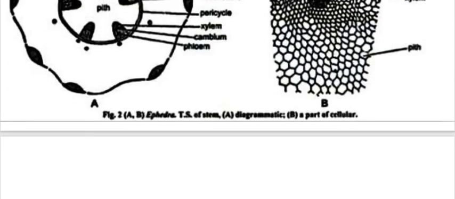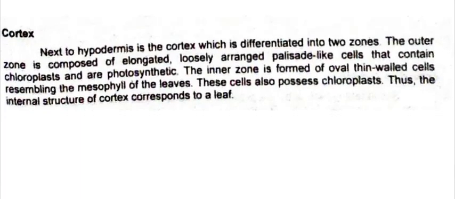Then the third part of the stem is the cortex, which is present below the hypodermis region. The cortex in Ephedra is differentiated into two zones. The outer region is composed of elongated, loosely arranged palisade-like cells, and these cells contain stomata. These cells contain chloroplasts, and are photosynthetic due to the presence of chloroplasts.